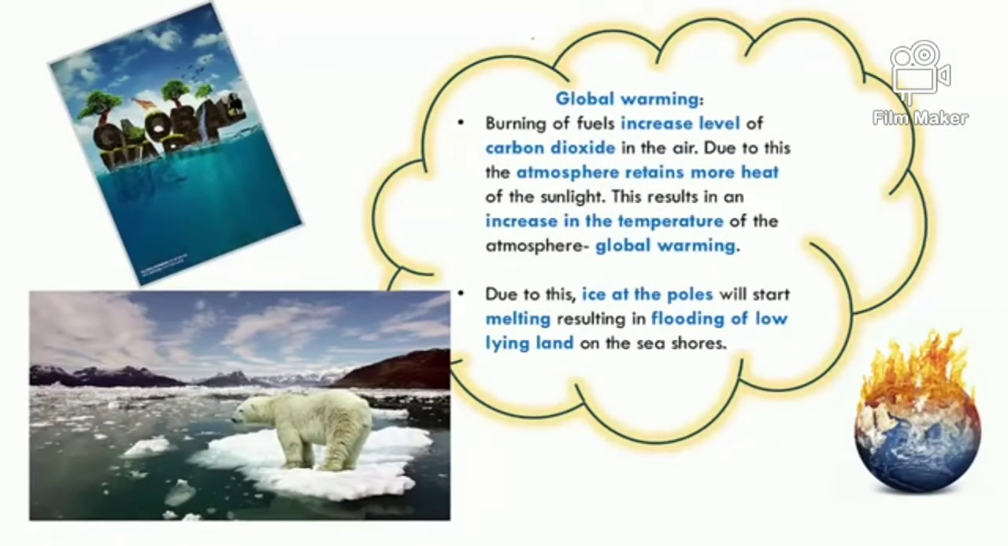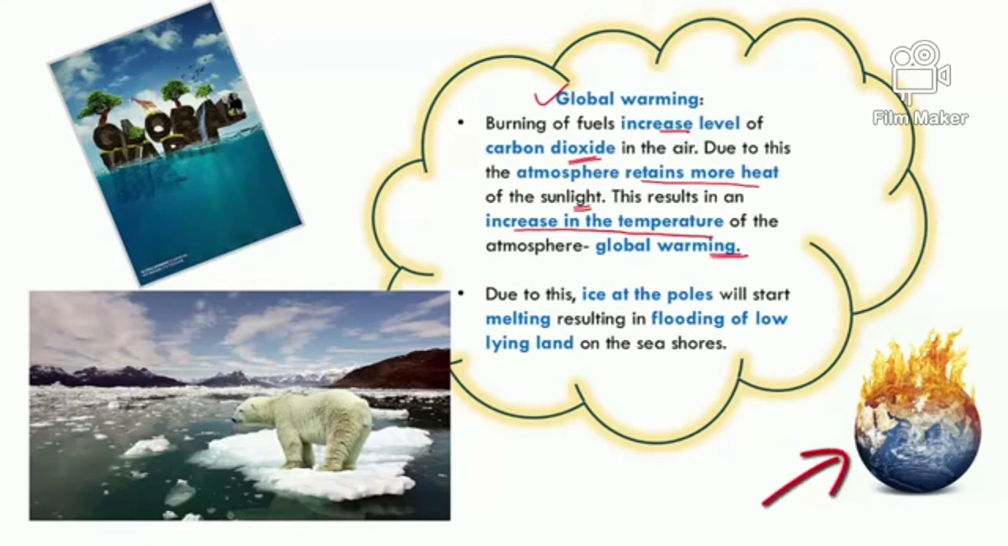Not just that, air pollution causes global warming. How does it cause global warming? Burning of these fossil fuels releases carbon dioxide, and the more you burn, there is an increase in the level of carbon dioxide in our air. Now, an interesting thing about carbon dioxide is that it retains heat. Once it retains heat from the sunlight, it results in an increase in the temperature of the Earth's atmosphere. Now, this increase in temperature of the Earth's atmosphere because of carbon dioxide is called global warming.